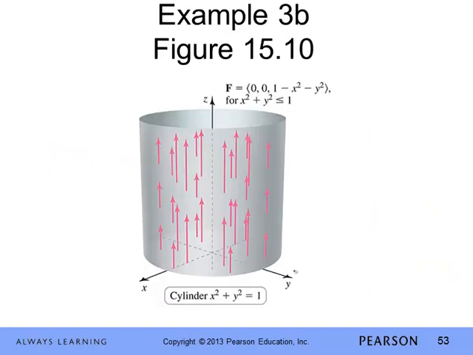Here's another 3-dimensional vector field. This time we've got a pipe or a tube with fluid running through it. And you can model this phenomenon of fluid going up through the tube with this sort of vector field here, 0, 0, 1 minus x squared minus y squared. But if you like cylindrical coordinates, 1 minus r squared.